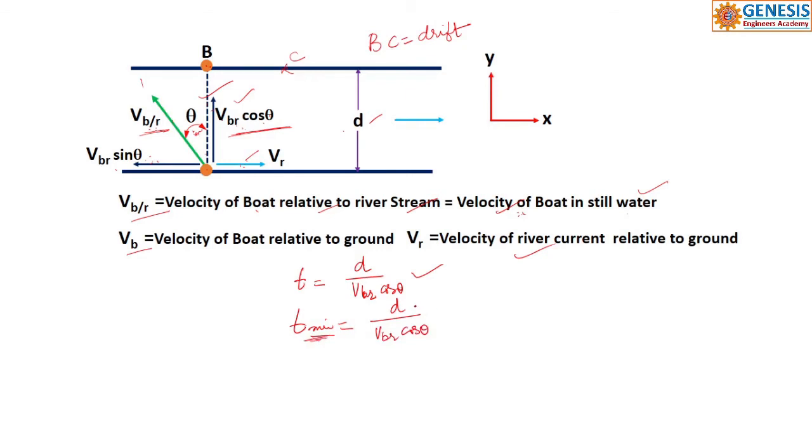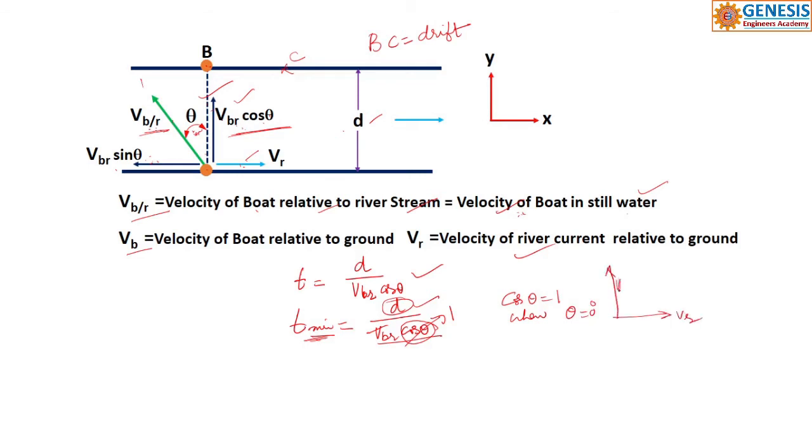D is constant, so in this case I am not going to deal with it. This is also fixed, and only this part has to be dealt with. So this has to be made 1. Cos theta is equal to 1 when theta is equal to 0. You got my point? So in this case, this is VR and VBR.